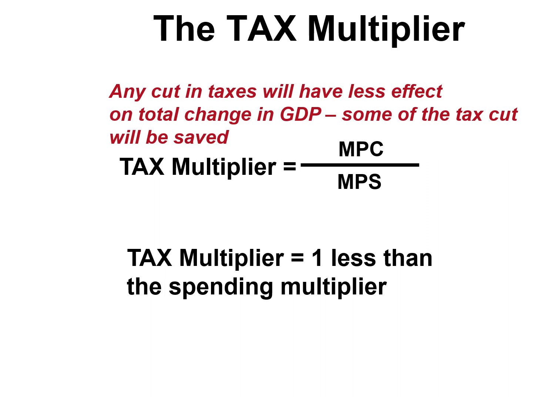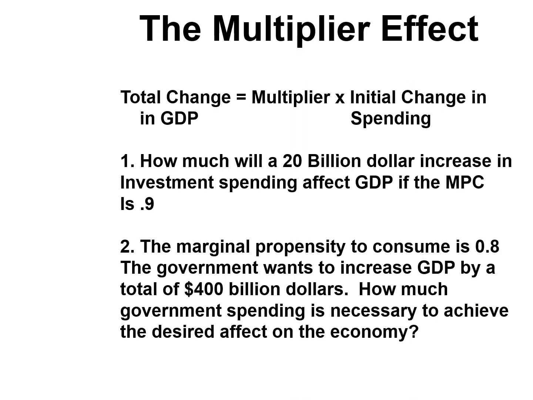Number one, simple to calculate the tax multiplier because it's always, always, always 1 less than the spending multiplier. Two, and more importantly, anytime there is a tax cut or reduction in taxes, the ultimate effect on GDP will be less than an increase in spending because some of that tax cut will be saved. The multiplier sheet with questions and answers follows this slide.